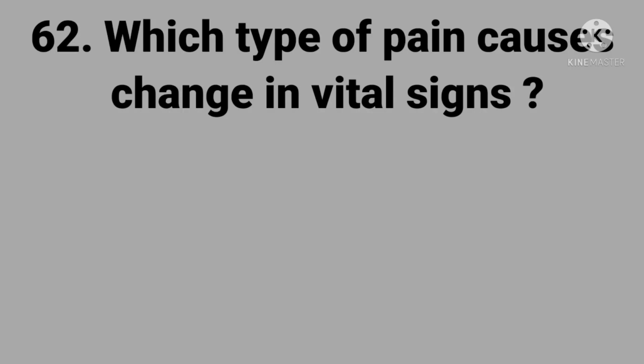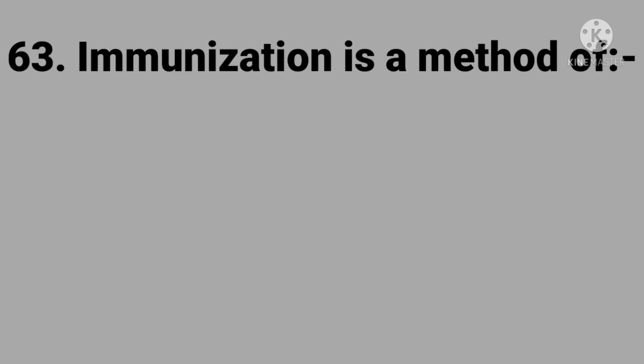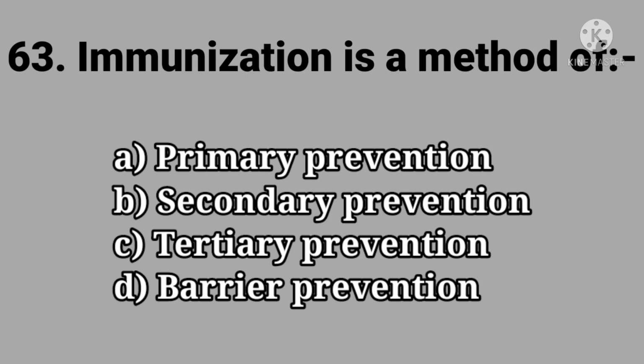Next question is, which type of pain causes change in vital signs? The options are acute pain, chronic pain, preferred pain, and cancer pain. Which type of pain causes change in vital signs? And the answer is acute pain. The next question, immunization is a method of. The options are primary prevention, secondary prevention, tertiary prevention, and barrier prevention. Immunization is a method of, answer is primary prevention.